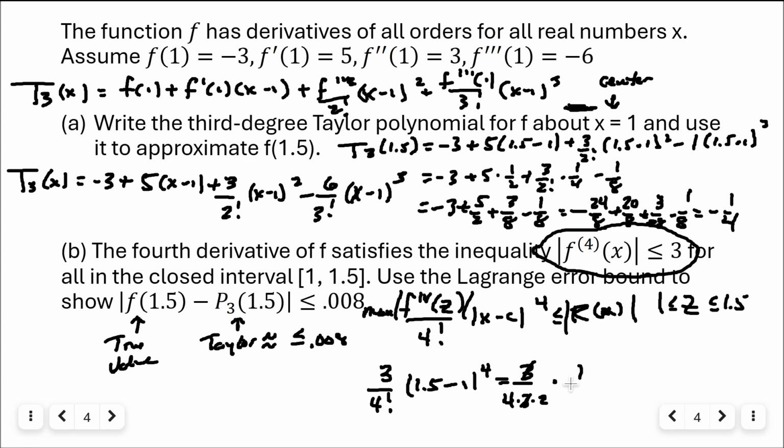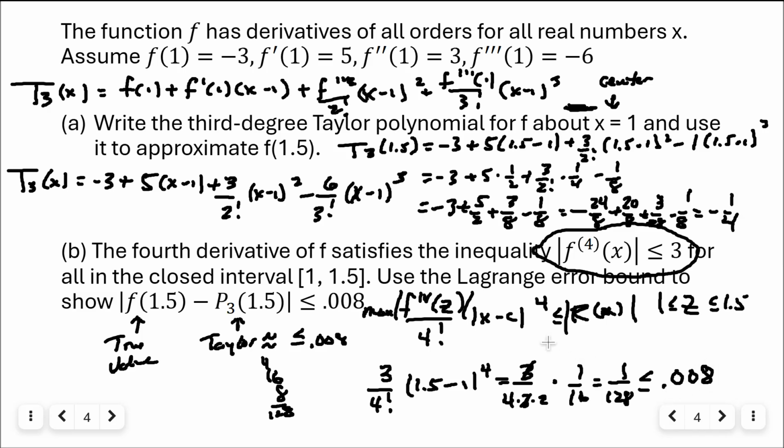1.5 to the fourth is 1 over 16, right? So that's 16 times 8. 4 to carry. 1 over 128. Okay, and 1 over 128 is in fact less than or equal to 0.008.